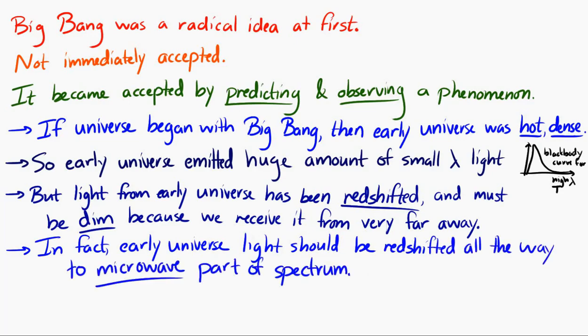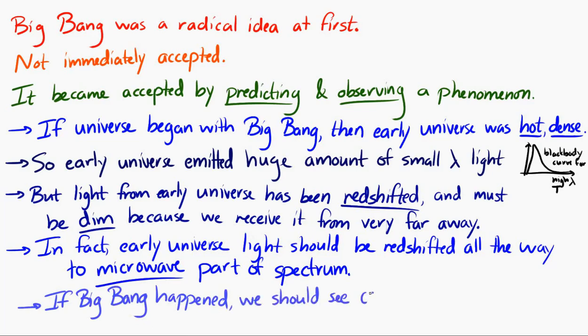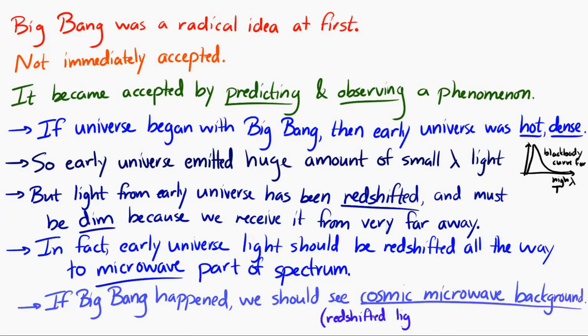This idea was predicted: that if the universe had been very, very hot right after the Big Bang, we should be receiving something called the cosmic microwave background. This is the light from the early hot universe that has since been redshifted into the microwave part of the spectrum. So that was proposed. For a while, it was not observed. People looked for it and they didn't see it.